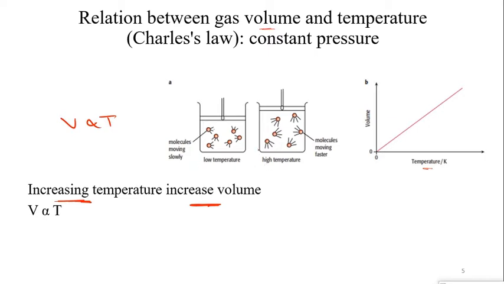If I look at this figure, I can see that I have a smaller volume at lower temperature. If I heat the gas by increasing the temperature, the particles will be moving faster and will push the piston upward. This will make my volume increase. So increasing temperature means I'm increasing the volume as well.